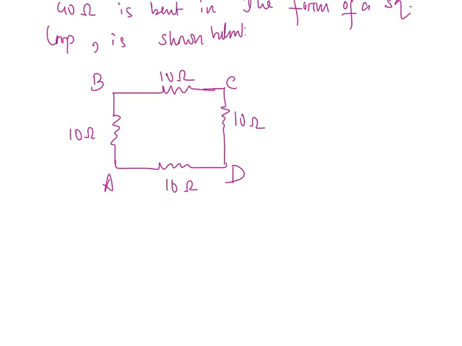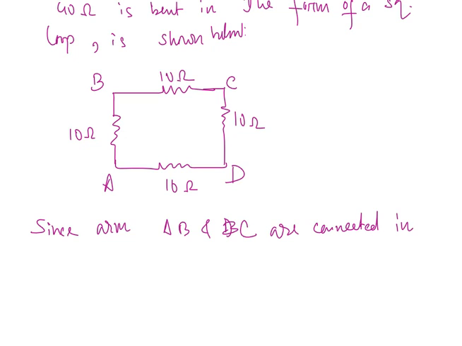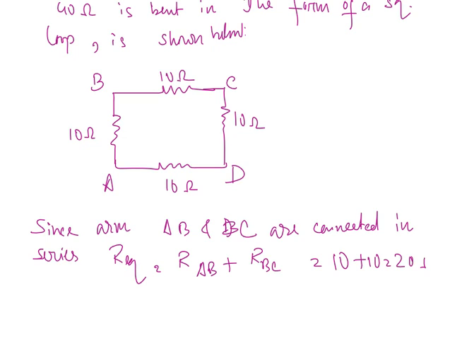Since arms AB and BC are connected in series, therefore R_EQ is equal to R_AB plus R_BC. That means 10 plus 10, 20 ohm.